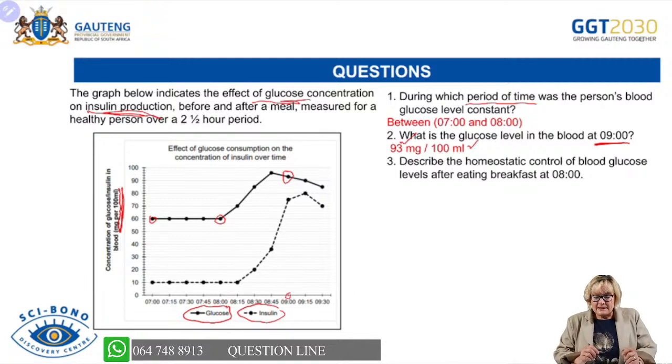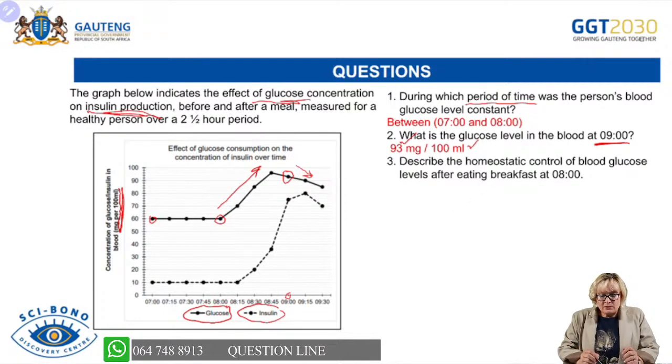And then they're asking us, describe the homeostatic control of blood glucose levels after eating breakfast at 8 o'clock. All right, so you can see this person was eating breakfast at 8 o'clock. How can we see that? If we look at this person's blood sugar levels, we can clearly see there was an increase there. And then from about 8:45, the blood sugar was coming down. All right. Now you must describe that. So how are we going to describe this?